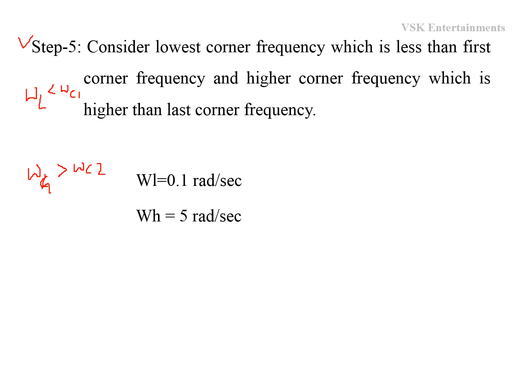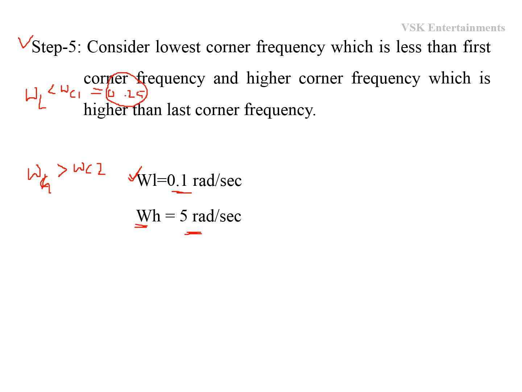Here the lowest corner, that is the first corner frequency value, is 0.25. So we have to consider omega L which is less than 0.25. In this case I am going to consider the lowest corner frequency omega L equal to 0.1. We can consider any value which is less than 0.25 radian per second. Similarly, omega h I am going to consider 5 radian per second.